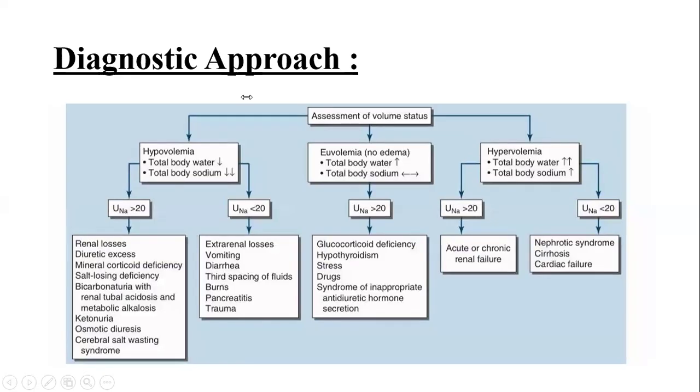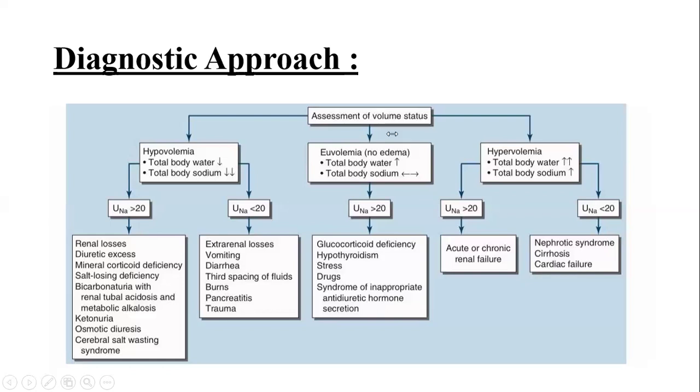What is the diagnostic approach for hyponatremia? First, we have to assess the volume status. If it is hypovolemic, there is decreased water and also decreased sodium. Then we have to calculate urinary sodium. If it is more than 20, it means renal loss: diuretic excess, mineralocorticoid deficiency, salt losing deficiency, renal tubular acidosis, metabolic alkalosis, ketonuria, osmotic diuresis, or cerebral salt wasting syndrome. If urinary sodium is less than 20, it is due to extrarenal loss in the form of vomiting, diarrhea, third spacing, loss of fluids, burns, pancreatitis, trauma.